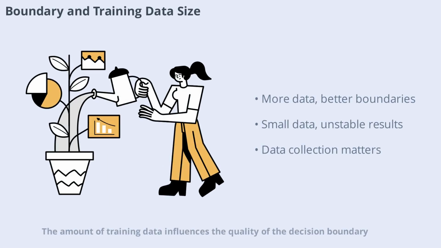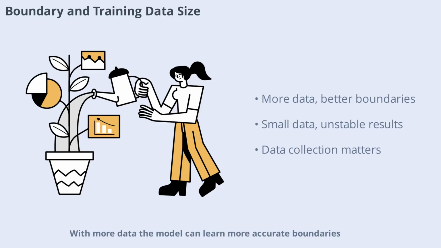The amount of training data influences the quality of the decision boundary. With more data, the model can learn more accurate boundaries. Small datasets may lead to unstable or misleading boundaries, so collecting enough data is important.